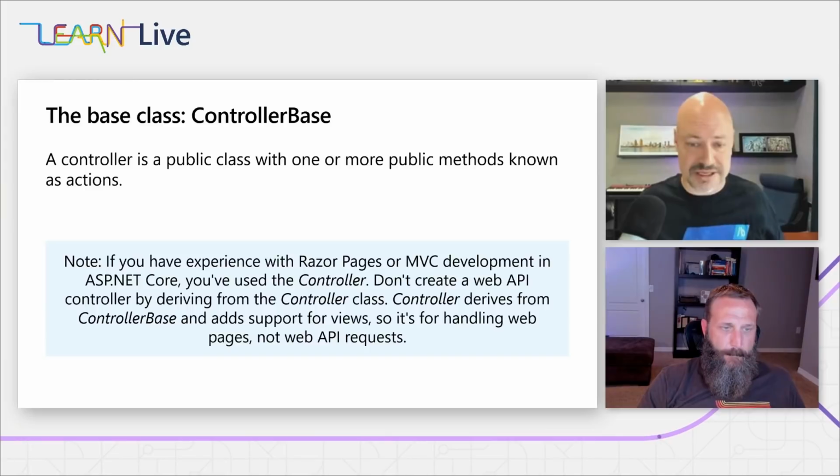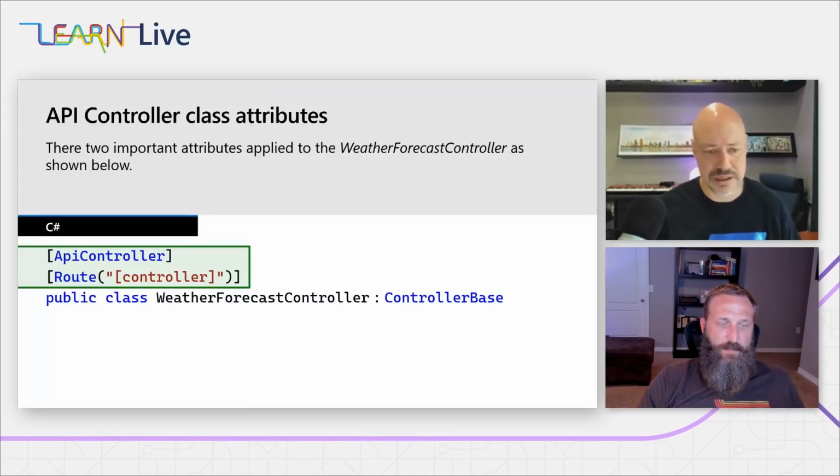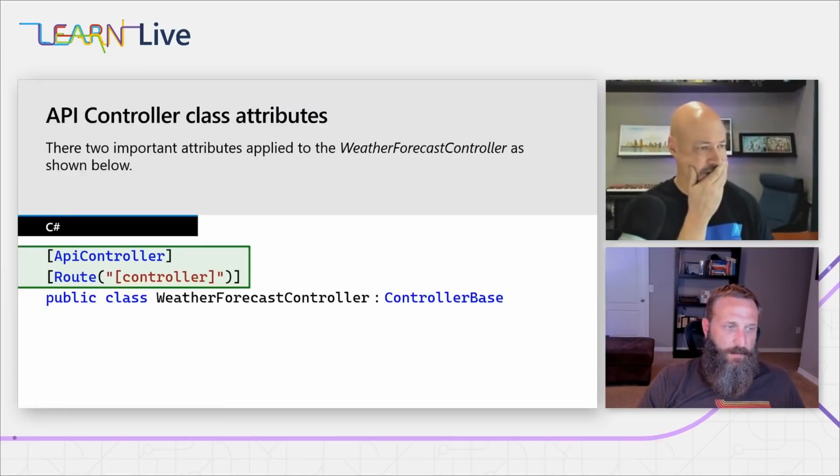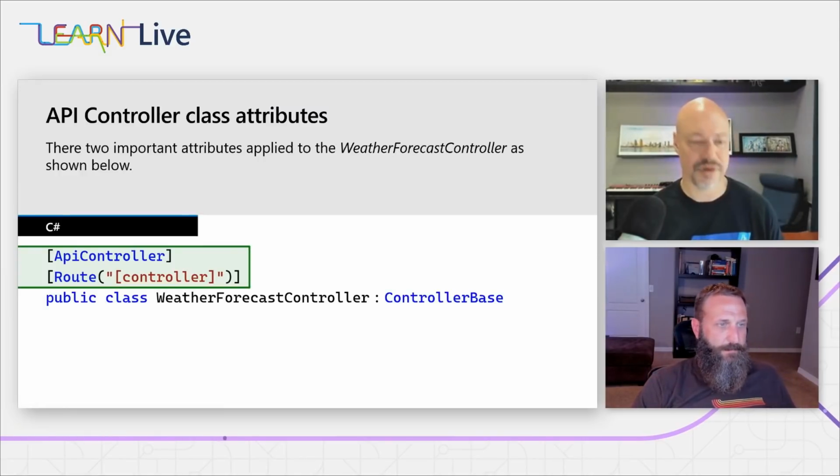A nerd note: a lot of our API developers are also MVC developers, and you may be used to using Controller as your base class. But Controller also has a lot of web stuff, things for binding to HTML forms and serving Razor views and that sort of stuff. You don't need all of that. So ControllerBase is a lightweight base class specifically for handling the API stuff. Cool. All right, we've also got this ApiController attribute and this Route attribute.